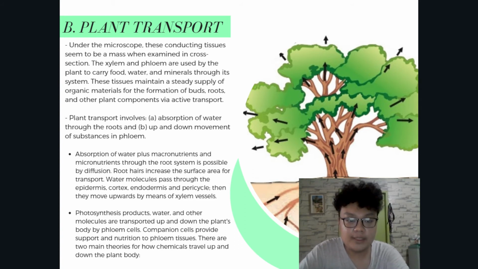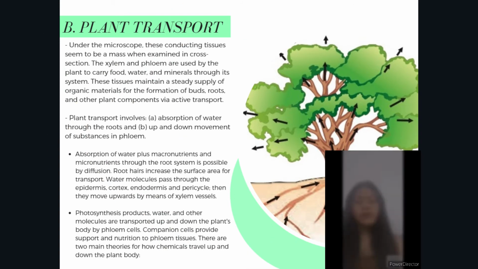Absorption of water plus macronutrients and micronutrients through the root system is possible by diffusion. Root hairs increase the surface area of transport. Water molecules pass through the epidermis, cortex, endodermis, and pericycle. Then they move upwards by means of xylem vessels.